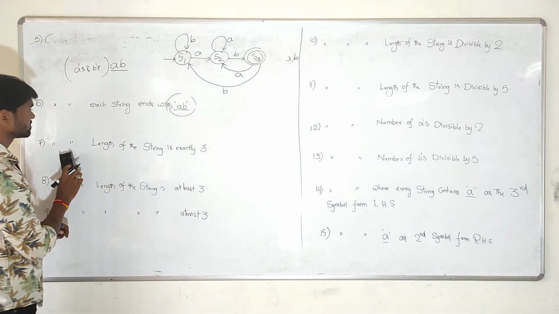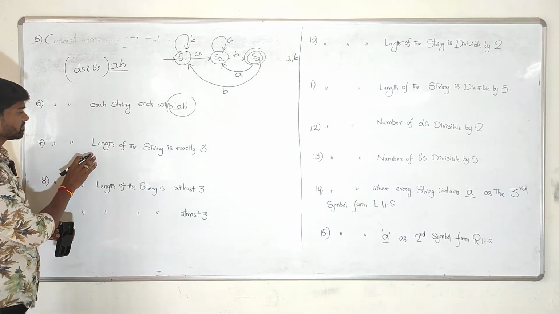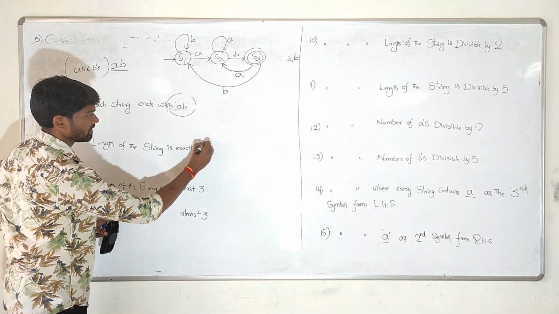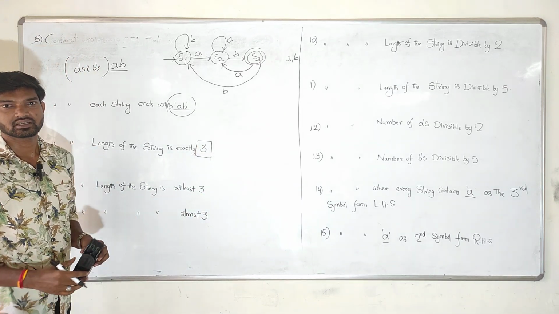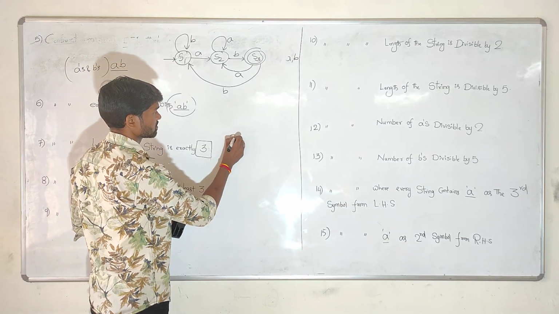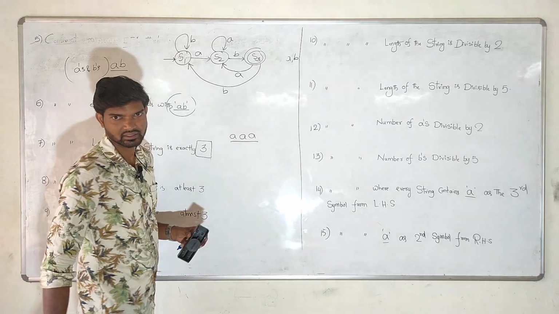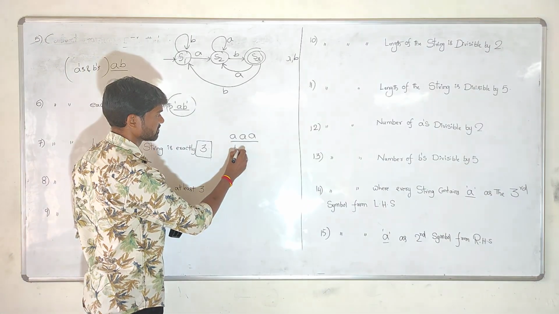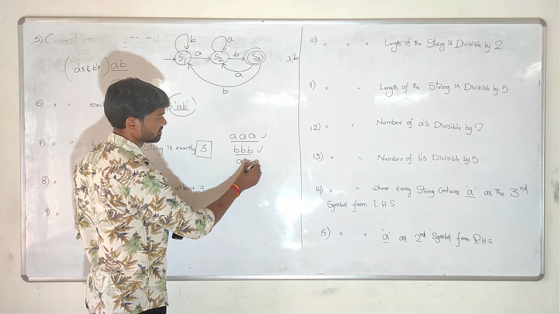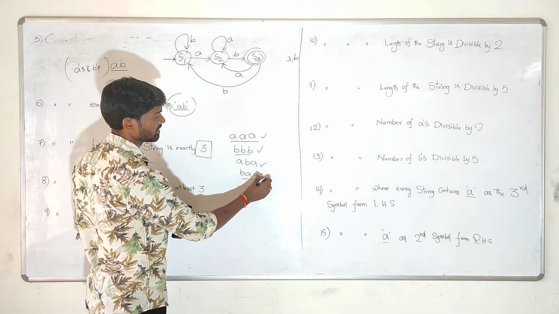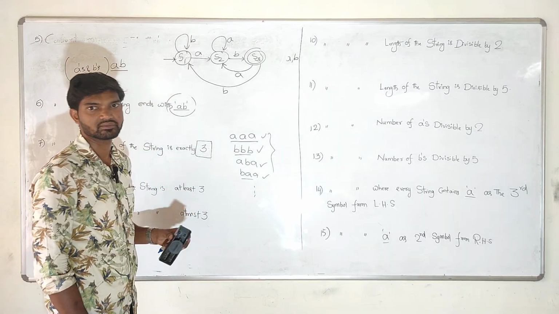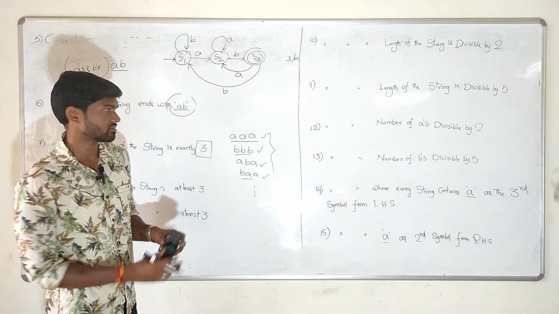And coming to the seventh question, construct a minimal DFA that accepts all the strings of A's and B's, where the length of the string is exactly 3. This means the length of the string should always be exactly 3, like these possibilities. Suppose, is this a 3 length string? Yes, this is a 3 length string. And is this a 3 length string? Yes, this is also a 3 length string, and like this is also 3. Like this, any combination of A's and B's that contains exactly 3 length. That's what we have to construct.